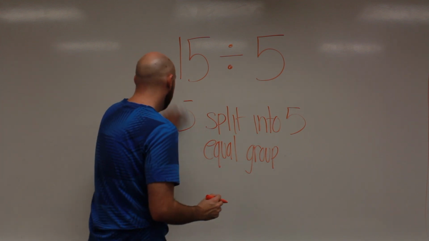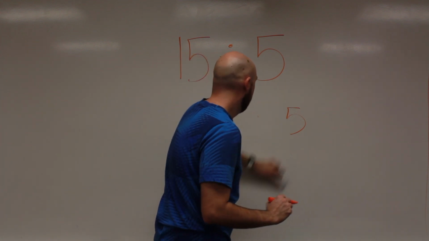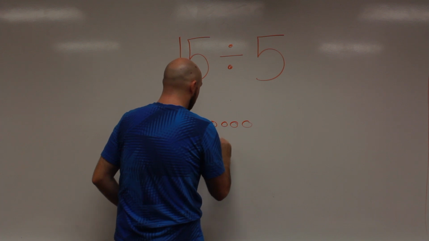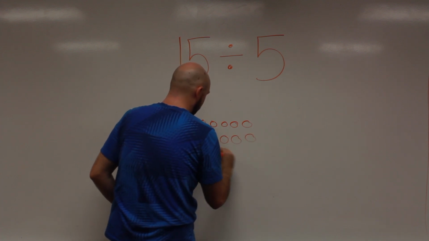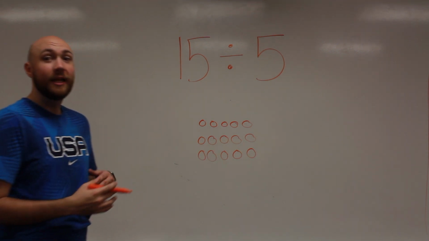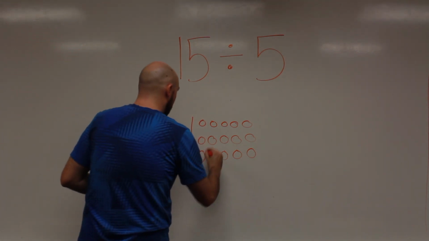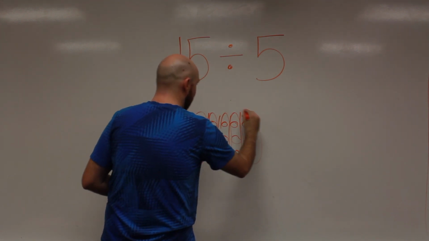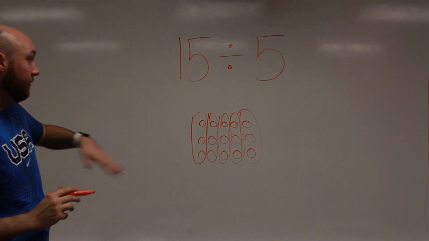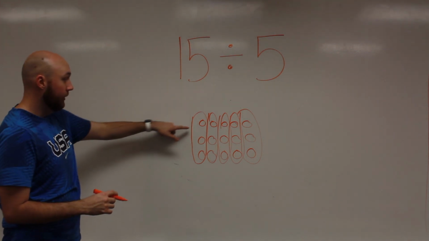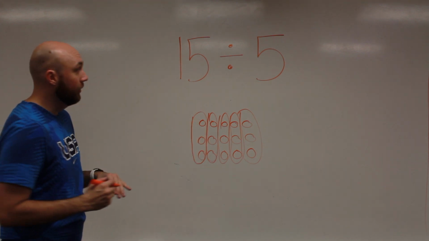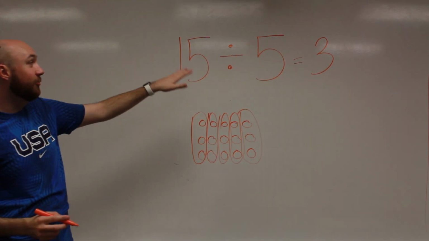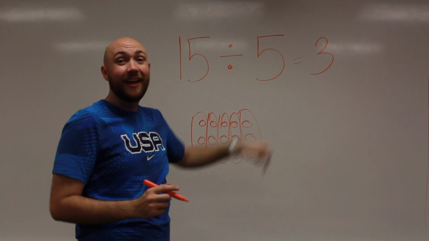So how do we do that? Let's draw a model out. So we need 15 dots, right? So we got 1, 2, 3, 4, 5, 6, 7, 8, 9, 10, 11, 12, 13, 14, 15. And it says we need to split it in 5 groups. 1, 2, 3, 4, 5. So we just split it into 5 groups. How many dots are in each group? There are 3 in every single group. So our answer is 3. So when we split 15 into 5 groups, there will be 3 in each group.